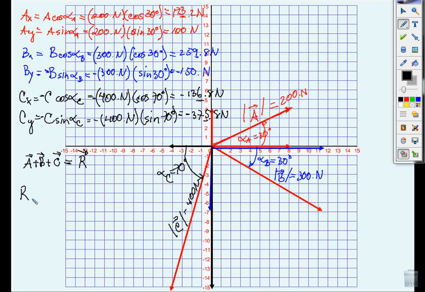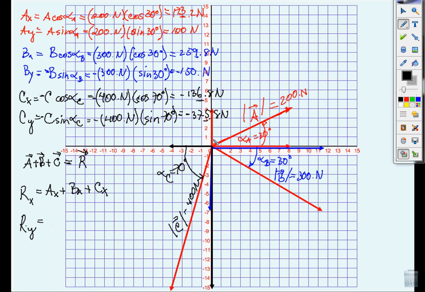since this is a vector, r must have a component in x. This is the resultant, the sum of these three vectors. And this resultant must also have a component in y. Now, what is rx going to be? The magnitude of rx is going to be the sum of ax plus bx plus cx.